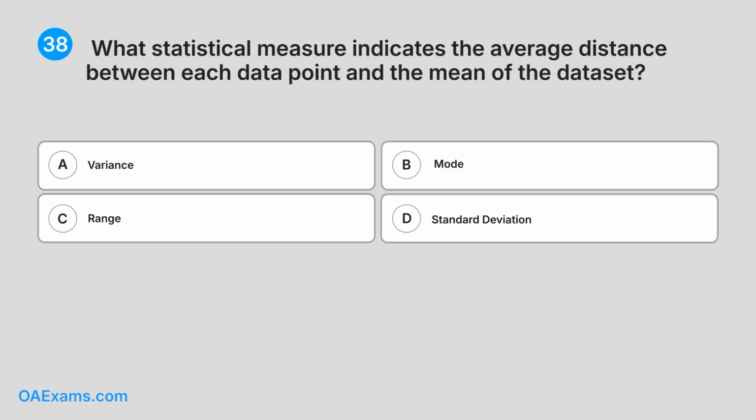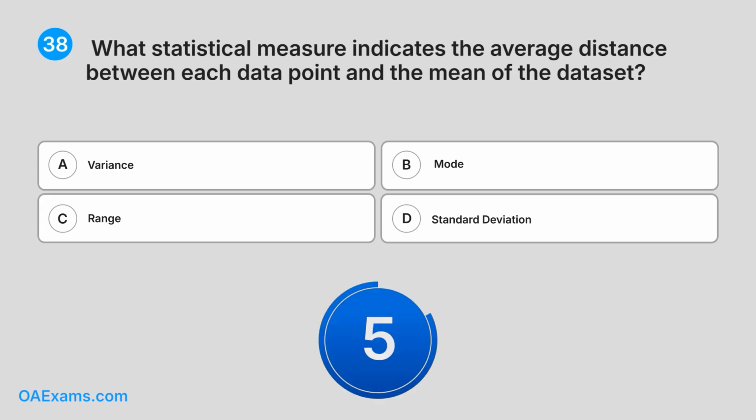38. What statistical measure indicates the average distance between each data point and the mean of the data set? A. Variance. B. Mode. C. Range. D. Standard deviation. Can you guess the answer?